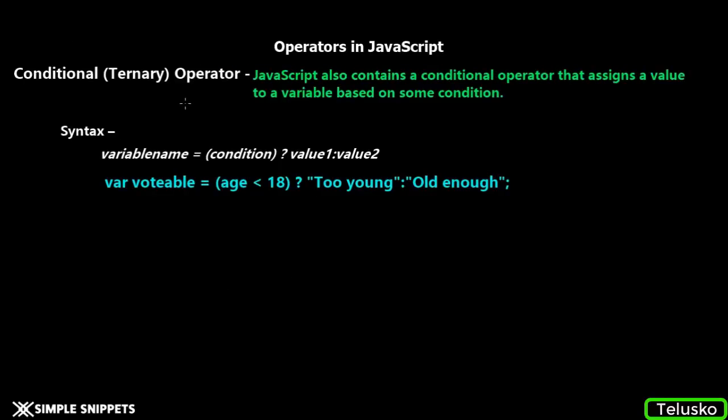Moving ahead, we have a conditional operator which has three different parts. That's why it's a ternary operator. So this is how it looks. We have a variable name, we have the condition, and if the condition is true, value 1 will be assigned, and if it is false, then value 2 will be assigned. So for example, we have a variable var votable, and then we are saying is age less than 18.